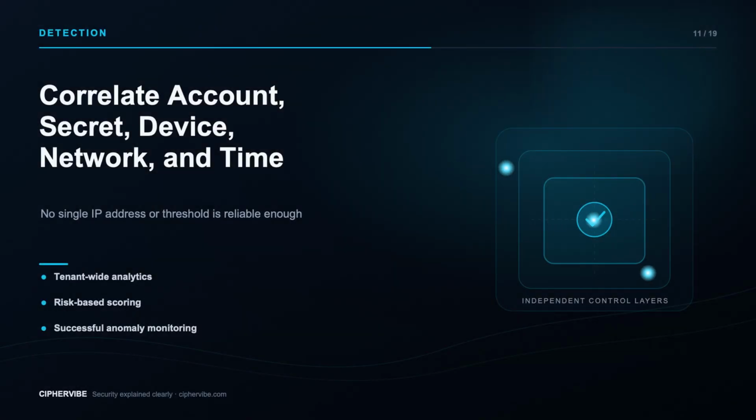Defenders should correlate account history, privacy-preserving password or breach signals, device and client traits, network reputation, timing, and post-login behavior. An IP address is not a person. Attackers distribute traffic and legitimate users share networks. Use several signals and tune them to the service.